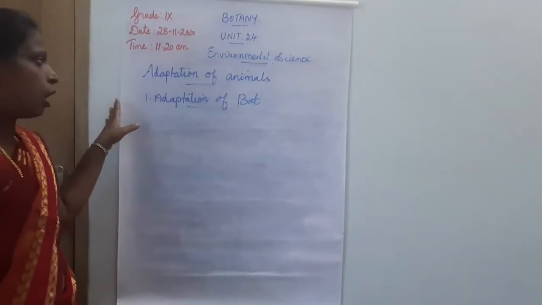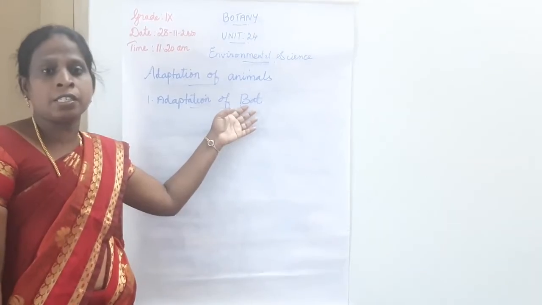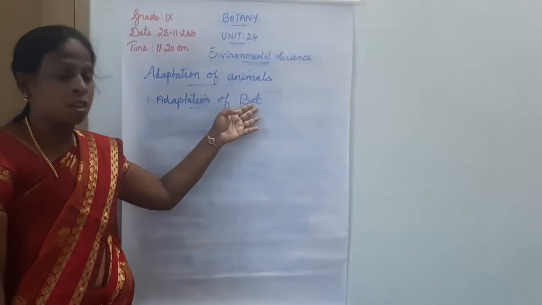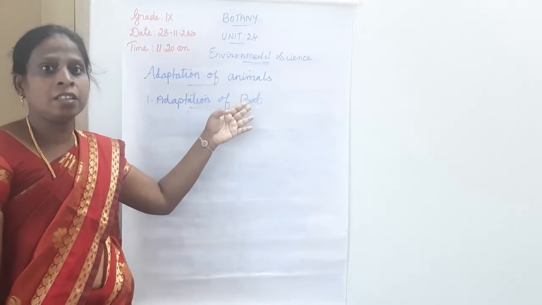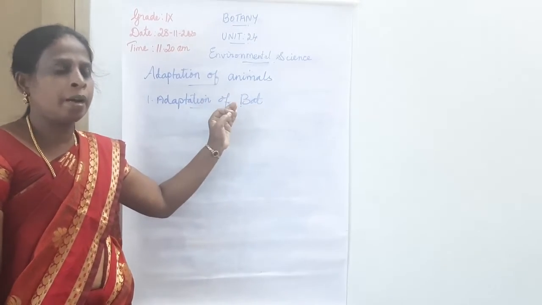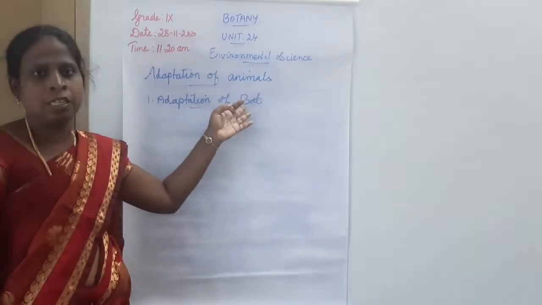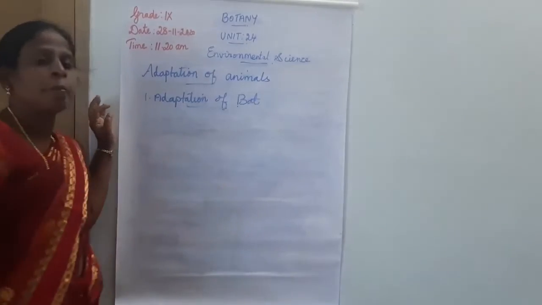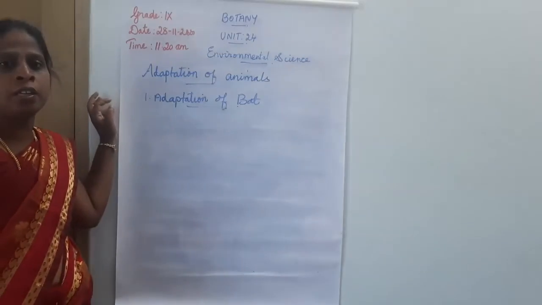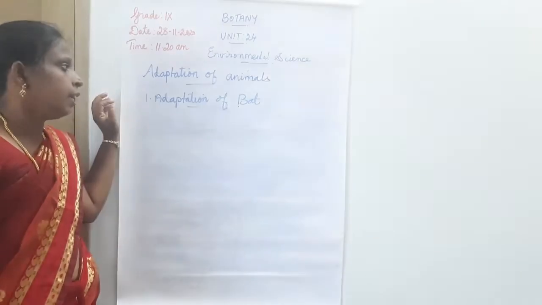bat. So you all know about bat. What are bats? The bats are mammals. See, this is a bird. The only bird-like mammal is the bat. You all know the bats are active in the night. They are active only in the night.